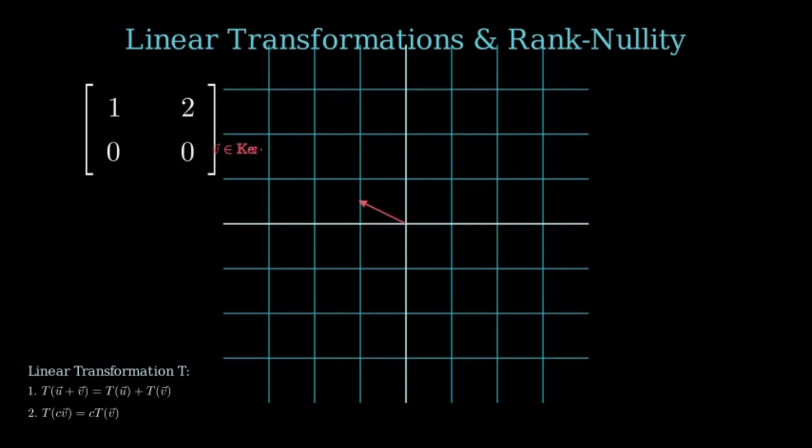Consider this matrix. The second row is all zeros. If we take the vector -2, 1, the transformation multiplies it to become 0. This vector dies. It enters the kernel.